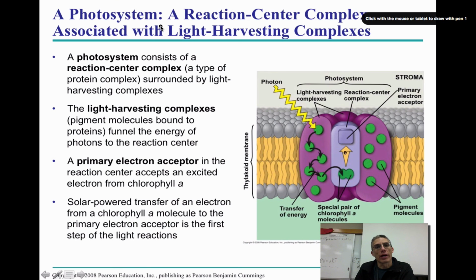So when we talk about the light reactions, which again is one of those two stages of photosynthesis, we need to think about those light reactions as actually occurring within two different types of what we call photosystems. We have something called photosystem 1 and photosystem 2. Now, a photosystem is simply a reaction center complex that's going to be surrounded by light harvesting complexes. So over here on the right, this whole thing is considered a photosystem.